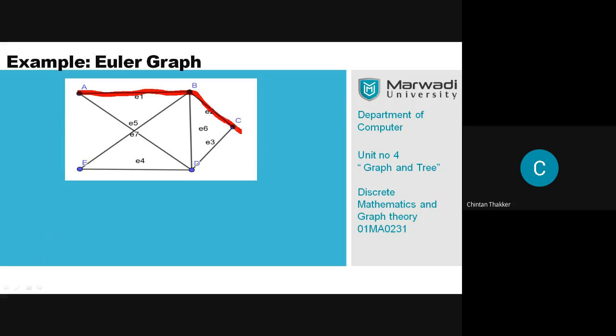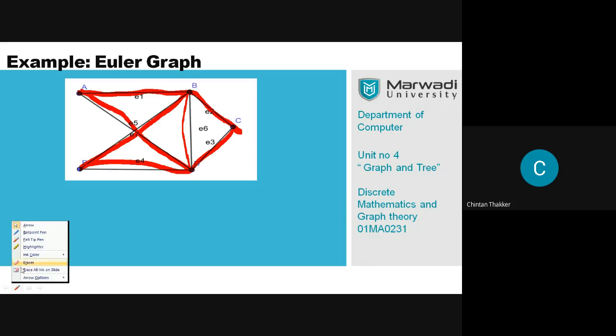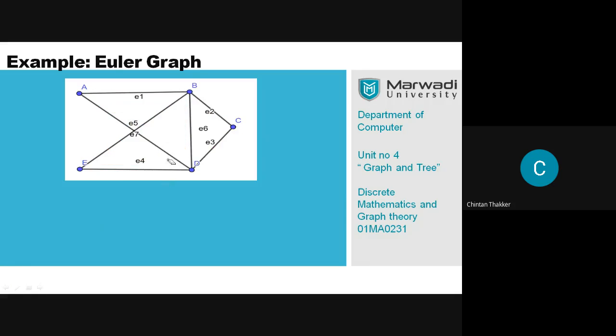So here we have, there you have in this way also A, E1, B, then E2, C, then E3, D, then E4, E, then E7, B, then E6, D, then E5, A. Okay, so this is a Euler line.